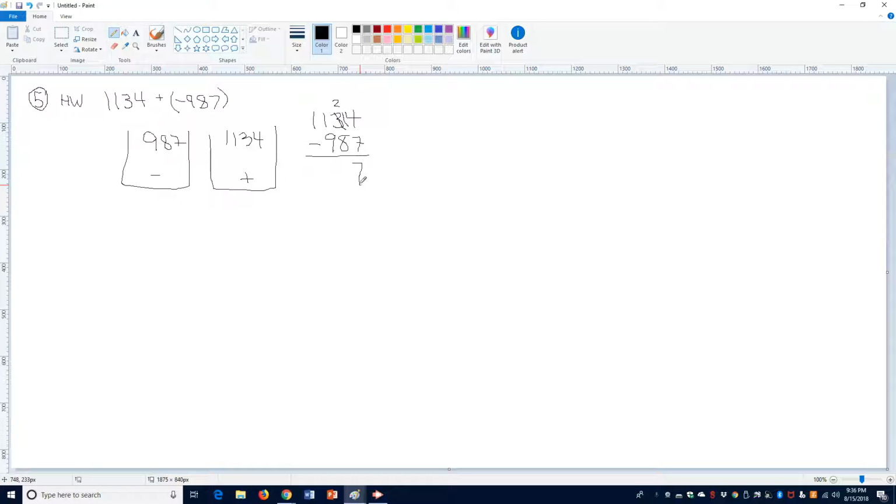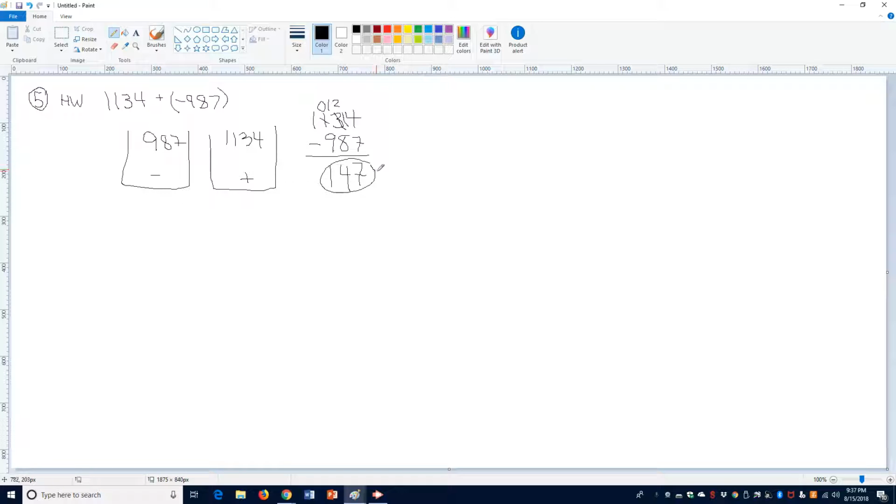14 minus 7 is 7. Can't take 8 from 2, so you've got to borrow. This becomes a 12. 12 minus 8 is 4. Can't take 9 from 0, so this becomes a 10. 10 minus 9 is 1. And then you look at what you have more of. In this case, you have more positive, so once again, this is a positive.